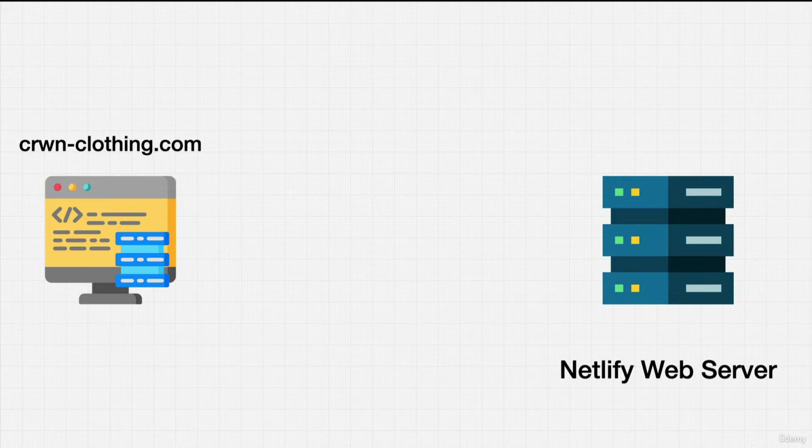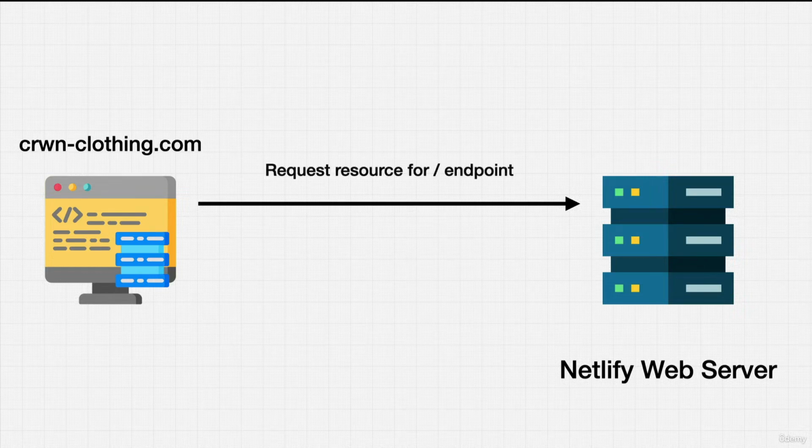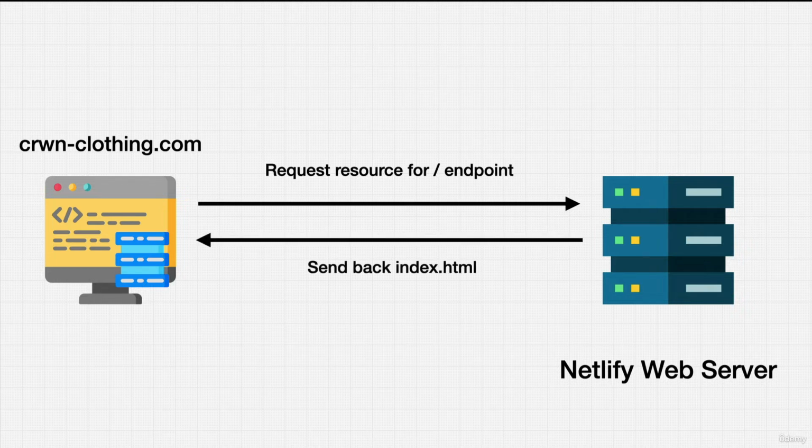So when the user tries to access this base route of crownclothing.com, this browser actually makes a request to Netlify's web server that's hosting our build script. So our website is deployed, yes, but these files still live on some web server somewhere, which is being provided by Netlify. So this user is going to say, hey, I want to request any resources for this slash endpoint. The Netlify web server is like, hey, do I have anything for that slash endpoint? Yes, I do. I'm going to send back the index.html.